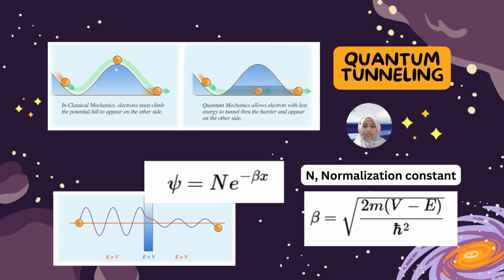Today we will discuss one of the phenomena in quantum mechanics, which is quantum tunneling. So what is quantum tunneling? Quantum tunneling is a phenomenon where a particle can penetrate through a potential energy barrier that is higher in energy than the kinetic energy of the particle itself.